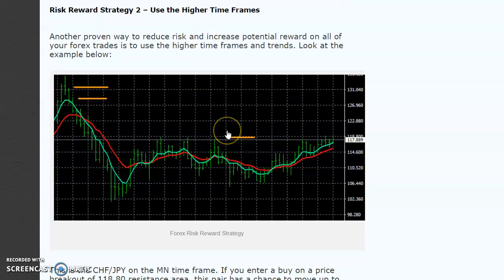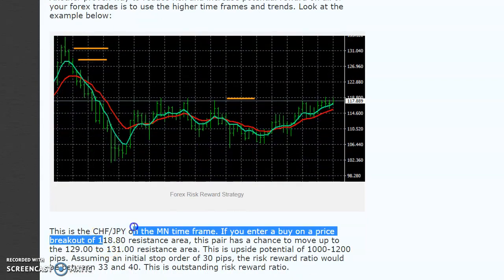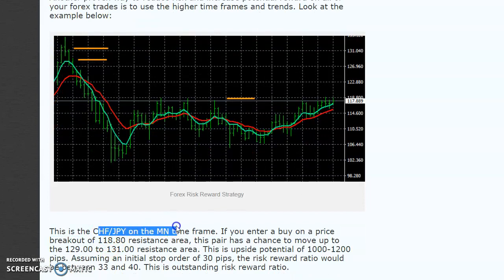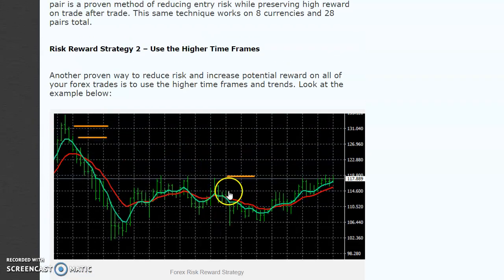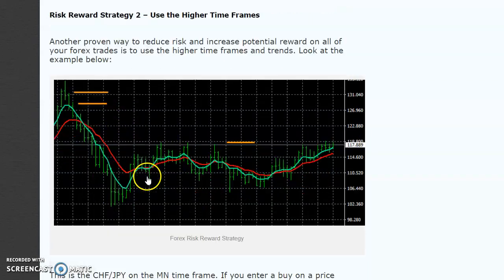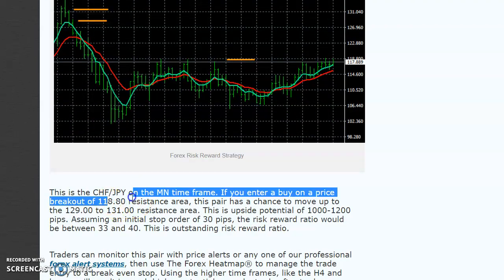Look at this chart. This is the Swiss franc against the yen, but look, it's the larger time frame. It's the MN time frame. It's the largest time frame on most platforms. So you see your breakout point here around 118.0, about 118.80. Look at the potential reward here on a support and resistance basis.